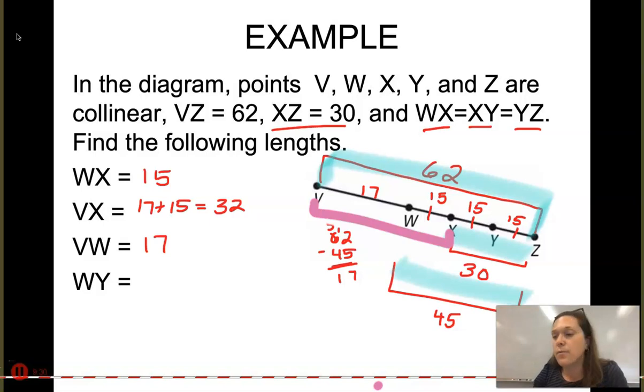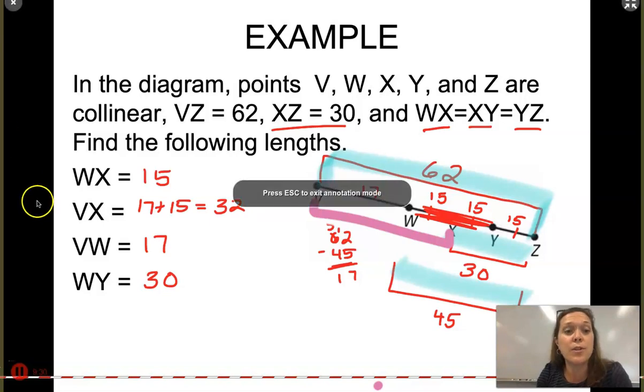And then W to Y is right here, 15 plus 15, so that would make us get 30. Okay, so make sure that you can use all those concepts of segment addition and congruent lengths to solve for unknown parts like this. You may now move on to your next activity.